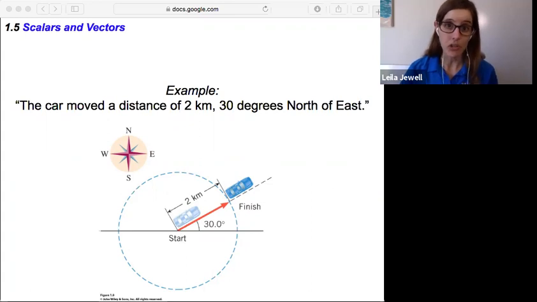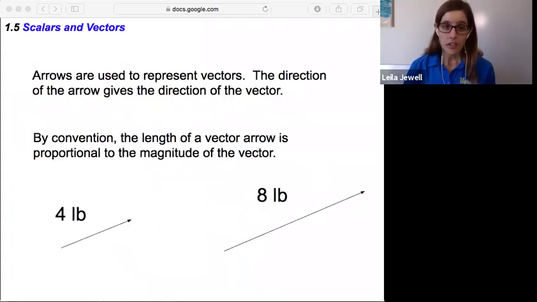Vectors, it turns out, are really useful to physics. Let's take a closer look at how we use vectors. So we'll use arrows in order to represent vectors, and the direction of the arrow tells you the direction of said vector, that it's pointing up that way, or to the right, or to the left, right? The arrow points in the direction of the vector. And by convention, the length of the vector arrow is also proportional to the magnitude of that vector. So here's one that's 4 pounds, and it has some length, and if it becomes 8 pounds, it is twice as long because the magnitude is twice as big. So the length of the arrow can help show the size, while the direction gives the direction.